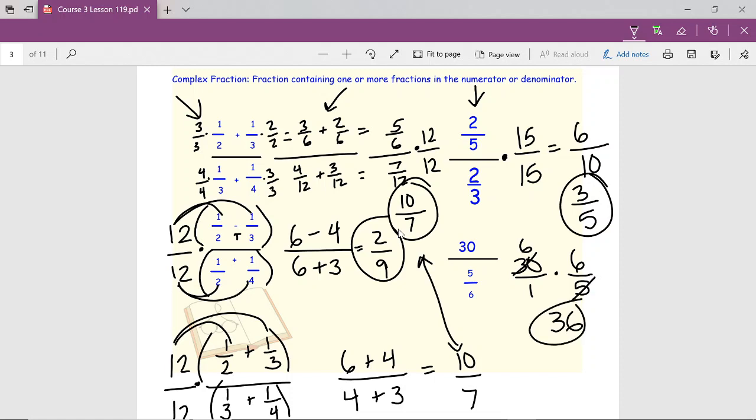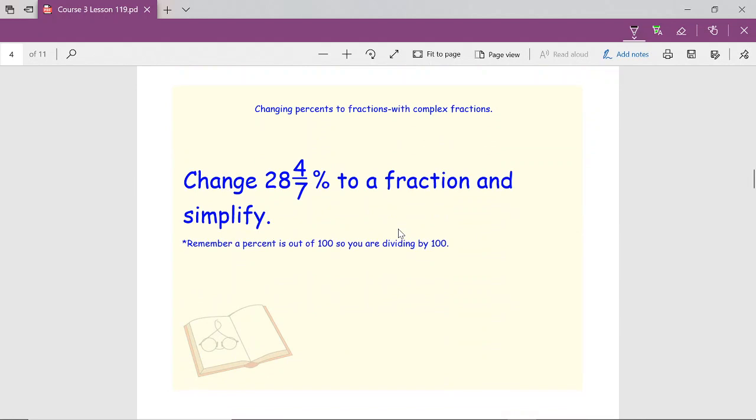All right, so going on, let's look at some of these a little bit more, still complex fractions, but working with mixed numbers in them. So it's not really all that much different. So change 28 and 4/7% to a fraction and simplify. Let's use our method like we've learned in previous lessons to change this to a fraction.